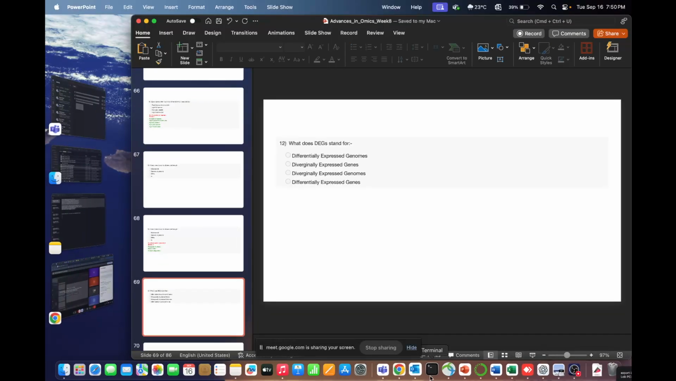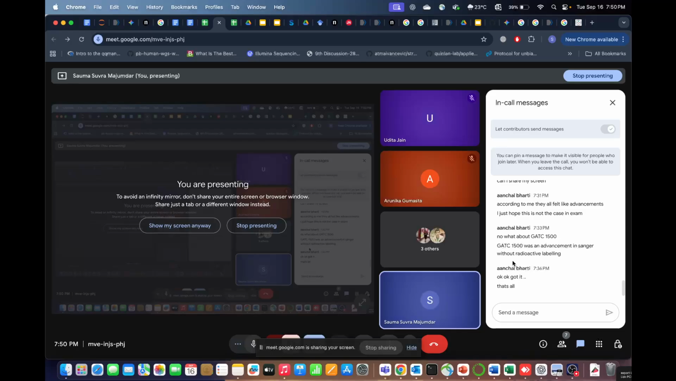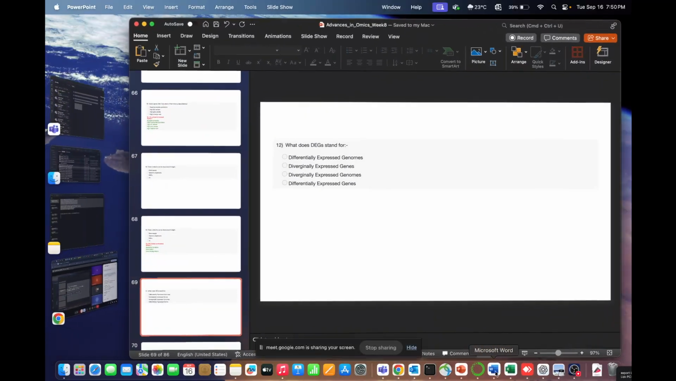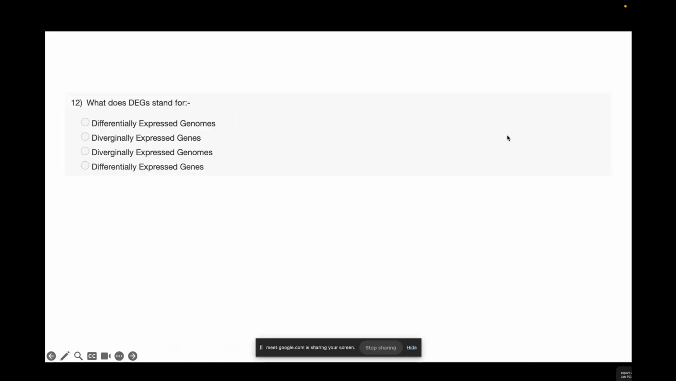Any questions till now? Okay, if you have any questions, please write in the chat box. But yeah, we'll not dwell much on this. DEG stands for differentially expressed genes. So the second, fourth option. DEG is a short form that is used in RNA sequencing analysis. It stands for differentially expressed genes.